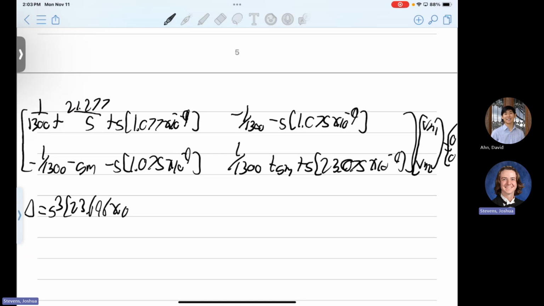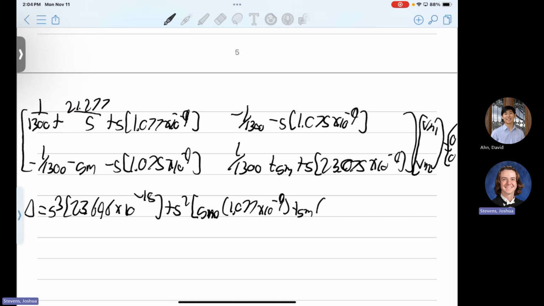So delta equals S cubed times 23.696 times 10 to the negative 18th. That is correct. Plus S squared times GM times 1.077 times 10 to the negative 9th plus GM times 1.075 times 10 to the negative 9th, plus, is it plus S? It is indeed plus S.